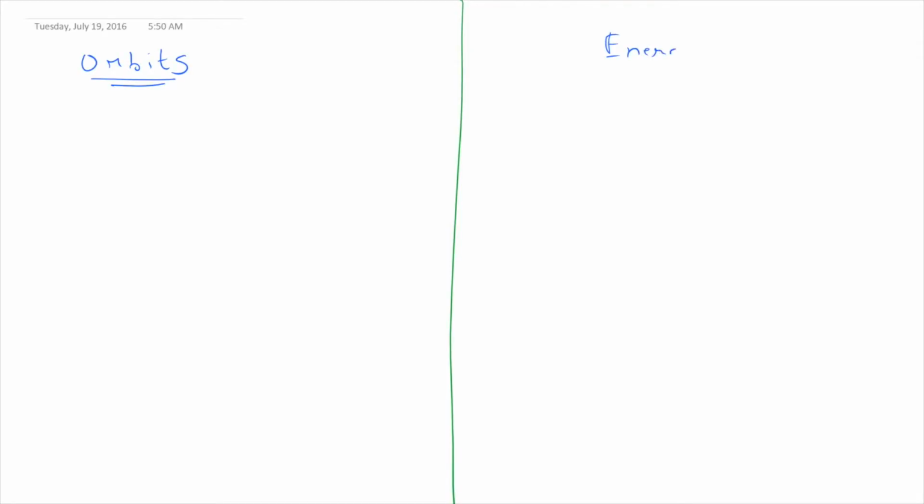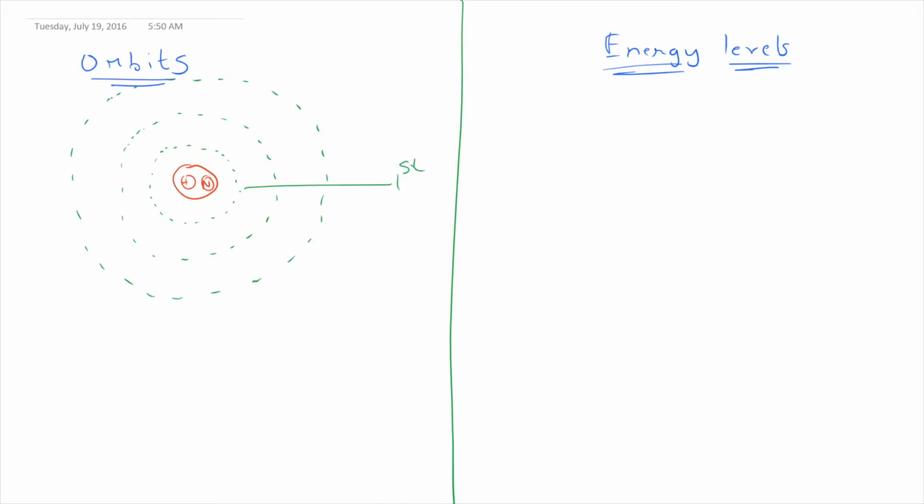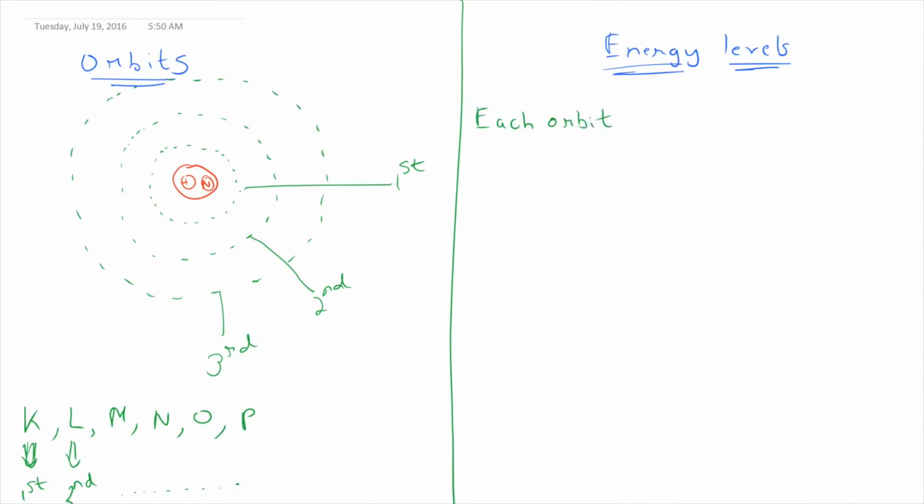Then let's consider orbits and energy levels. So this is a nucleus with protons and neutrons, and these dotted lines are the orbits around the nucleus. Right, first, second, and third orbit, and so on. We have names for these: K, L, M, N, O, P. K is the first orbit, L is second, and so on and so forth.